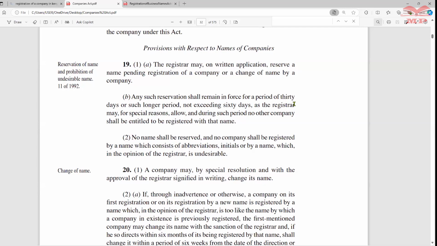Where you have a seal, the name and address of the registered office must be visible. And it must be mentioned in all business letters, the bills, all notices, and other documents. Where you're doing advertisements, they may not be mentioned.